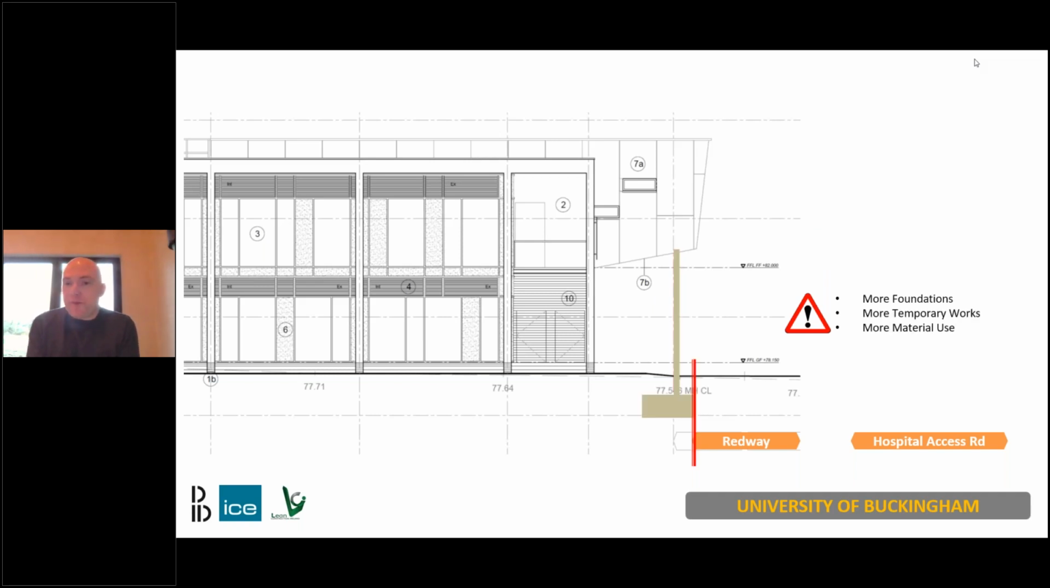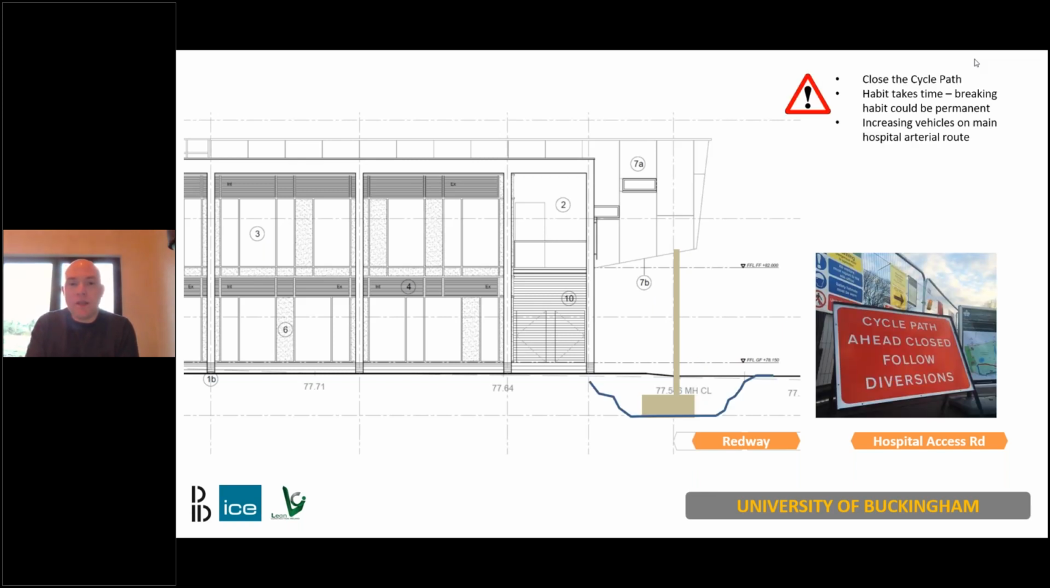So the first way to achieve that would have meant that to do the new columns, we would have had to put new foundations in. New foundations so close to the redway, if we're going to maintain access down the redway, would have involved more temporary works that would have needed to be installed. The temporary works would have added cost to the building, and it also would have added material use to the building as well. The other option is we don't do temporary works, but you actually straight away close the redway, dig a big hole in the ground, fill it full of concrete, put the new columns in and achieve it that way.